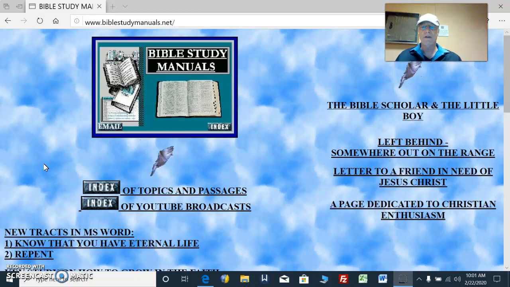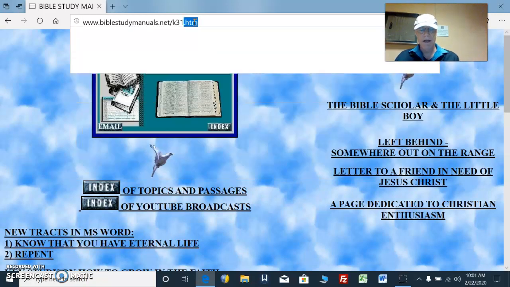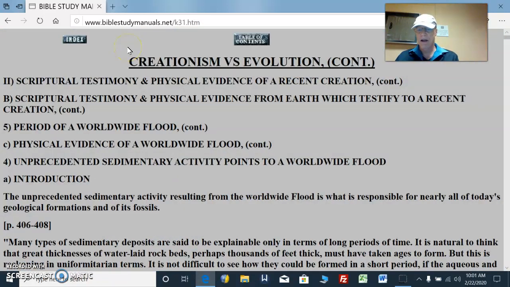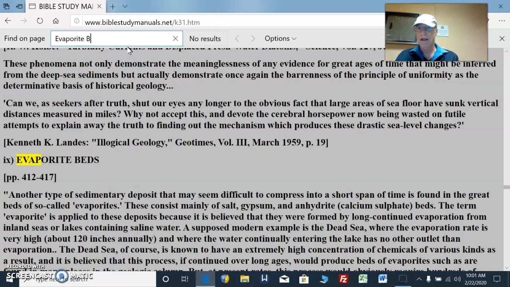We're looking at creationism versus evolution and the effects of a worldwide flood, actually the evidence of a worldwide flood. And we're looking at evaporite beds. That's in K31. Looking up evaporite beds. Here it is.